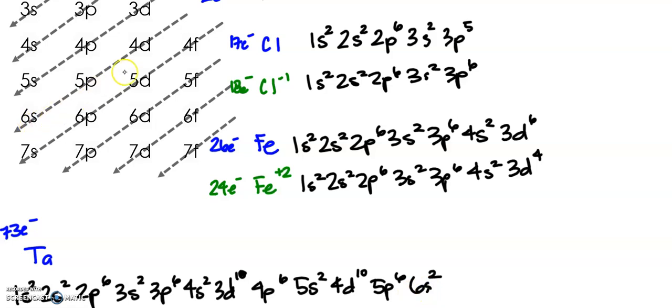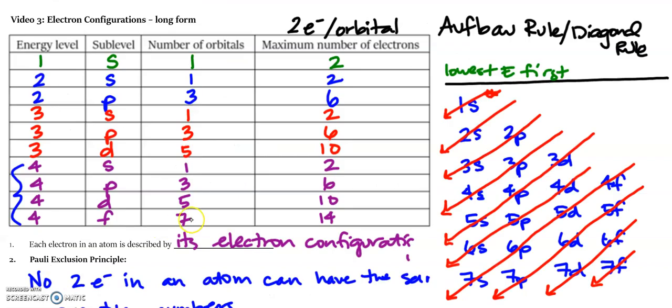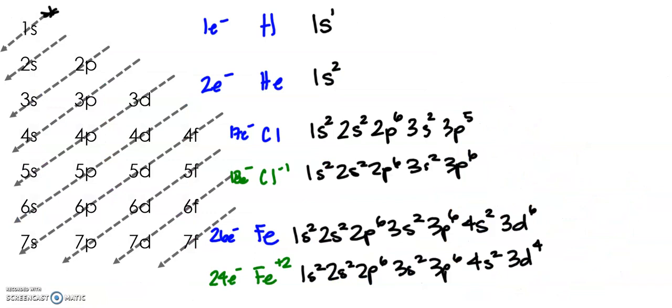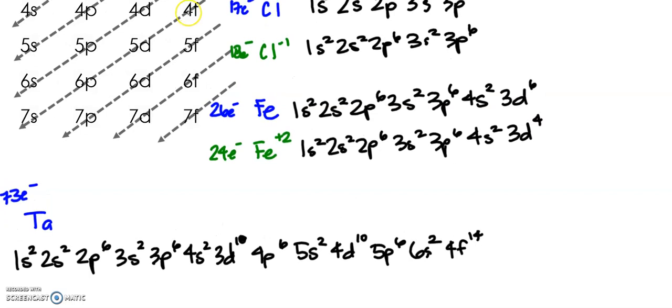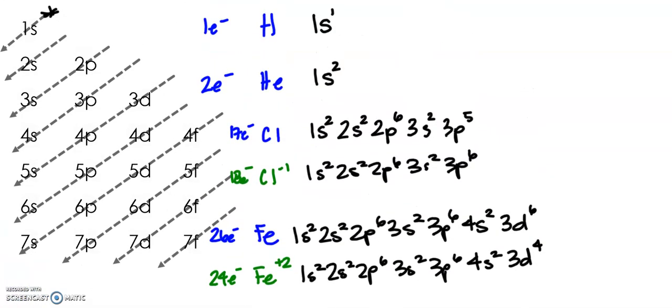After 6s, if I look at my chart, comes 4f. Now F, if I go back to here, F has 7 orbitals, so it can hold 14 electrons. So let's see, I said I had 56 plus 14 gives me 70, and I got to get to 73. So after 4F comes 5D, and I need 3 more, so it's 5D3. So these are electron configurations long form. It's always lowest to highest energy level, and you're using this Aufbau diagonal rule to find the pattern of lowest to highest.